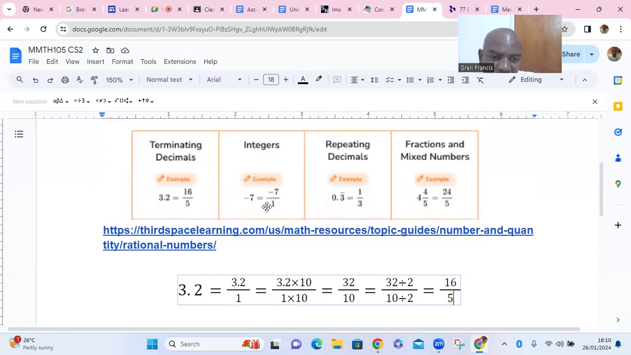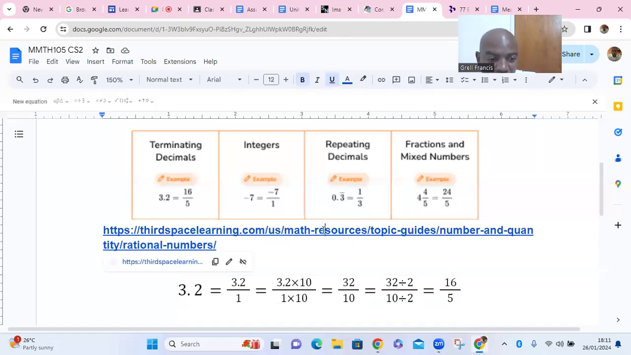-7 is a rational number because just putting a 1 as its denominator, now it is a fraction. It is a rational number because it can be represented as a fraction. 0.3 recurring, that's the bar on top of it. 0.3 recurring is the same as 1 over 3. So 0.3 recurring, repeating decimals. So terminating decimals are rational numbers. Integers, positive and negative whole numbers are rational numbers. Repeating decimals are rational numbers. Fractions and mixed numbers are rational numbers because they can all be represented as a fraction.